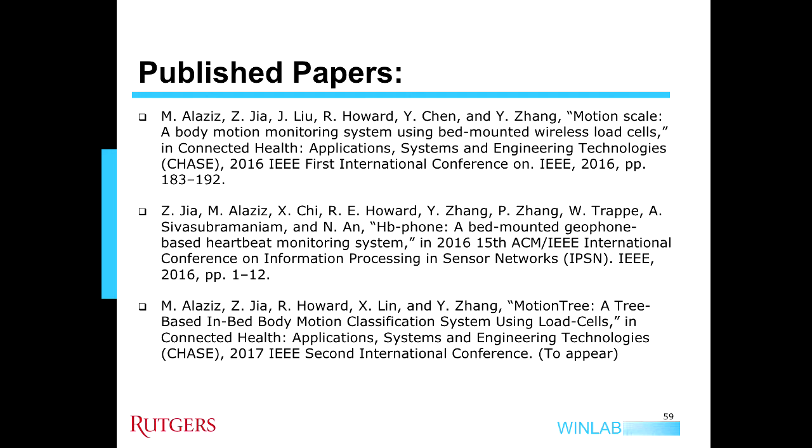All the work we have done, we have published in 3 papers so far. So we have a motion scale published in Chase conference, and some system for geophone, that's different than what we have; we improved the one that I explained. We use the geophone for heartbeat detection. We published that also in IPSN. And we have a paper that's just accepted, using a motion tree to classify motions.